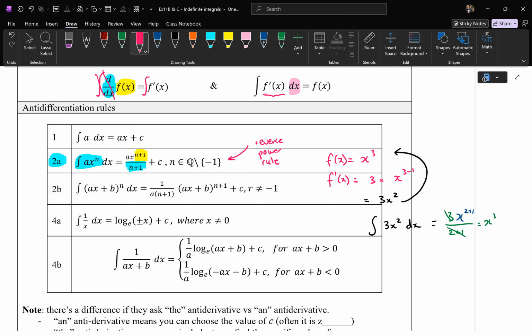That's all it is. Okay, so it looks scary because it has the fractions and all that, but it literally is just going backwards of what you would have normally done for the derivative.